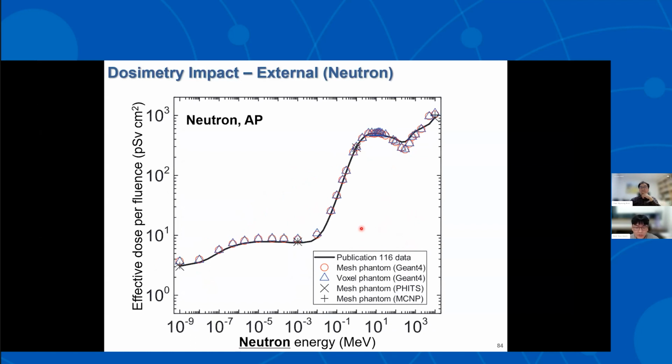Similarly, the neutron result also shows the excellent agreement between mesh and the voxel phantoms, and these support that the external dosimetry impact of the mesh phantom for both photons and neutrons will be negligibly small.